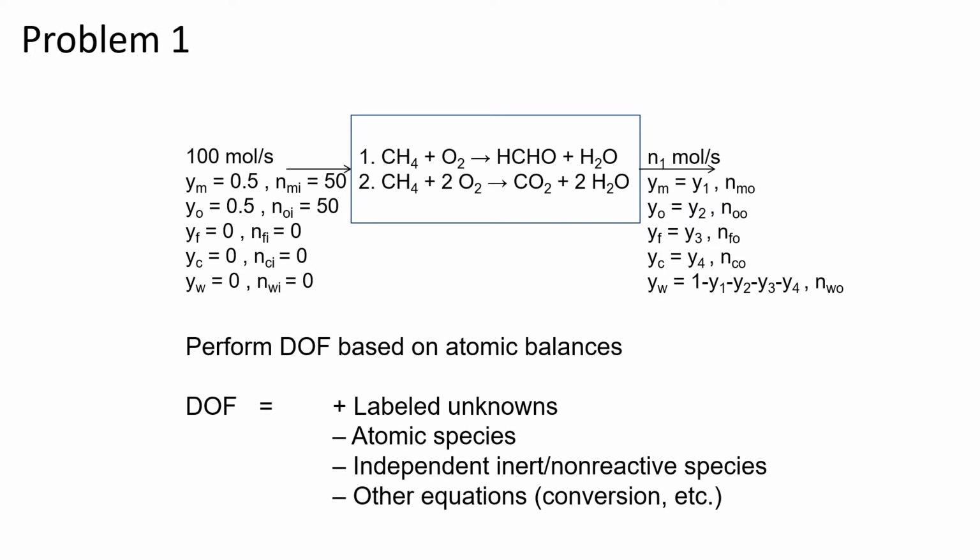So now what I'd like for you to do is to pause the presentation and to perform this degree of freedom analysis by first of all counting the labeled unknowns for a control volume around this reactor, and then counting the number of atomic species, also counting the number of independent inert or non-reactive species, and then any other equations that we might have. What we're going to do is subtract from the unknowns the independent atomic species, the inert or non-reactive species, and any other equations. If the sum is equal to 0, then the problem is indeed solvable. So take a moment now and try to do this on your own.